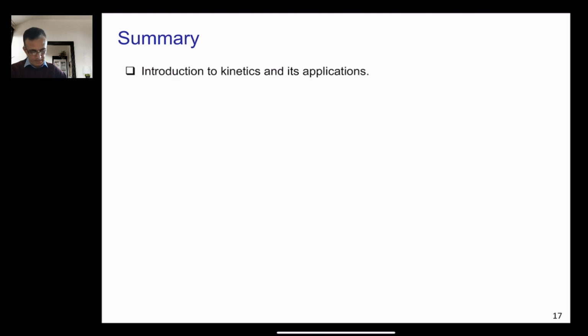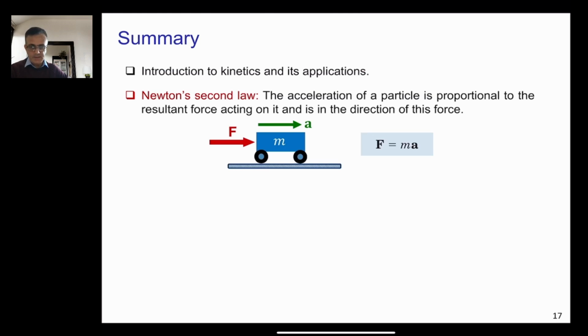Okay. Now before going into numerical examples, let's summarize what we did in today's lecture. So we introduced kinetics, and we also introduced some applications of kinetics, where we can use kinetics in practical engineering problems. And then we discussed Newton's second law, which is the base of kinetics. So this is Newton's second law: the acceleration of a particle is proportional to the resultant force acting on it, and is in the direction of this force. So F is equal to ma.